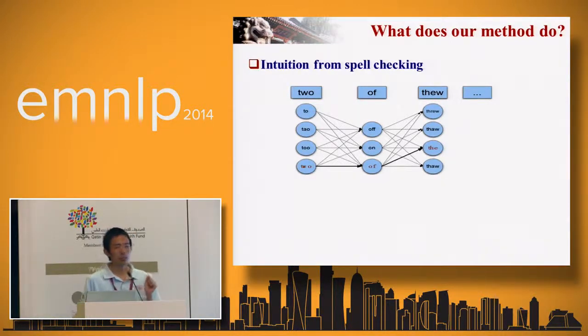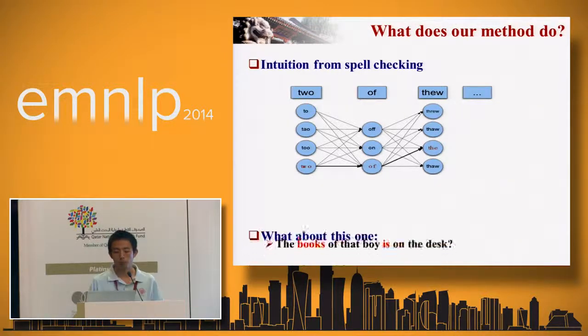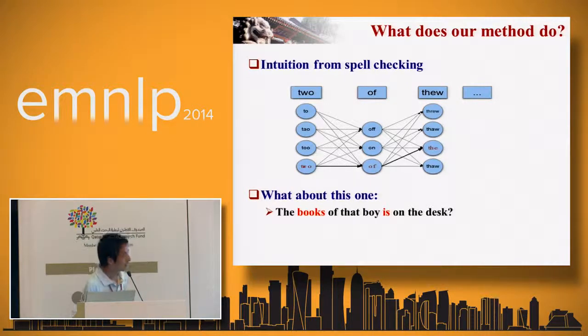But this model cannot be directly adapted to the grammar error correction task. I'll give you an example below. What about this one? The books of that boy is on the desk. From this word sequence we can see that "boy is on the" is quite reasonable, because boy is a singular noun and is is also singular, so they can go together. In fact, in this sentence, books is the subject of is. Therefore, this sentence is not correct. But this kind of linear chain method can fail in this situation.